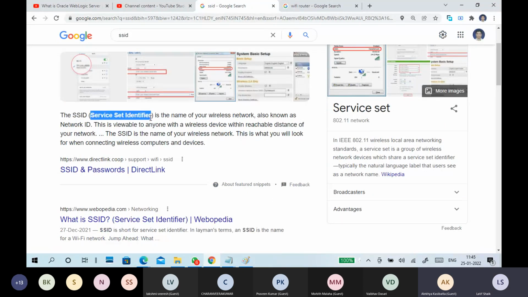Service set identifier. It is nothing but the name of your wireless network, also known as the network ID.